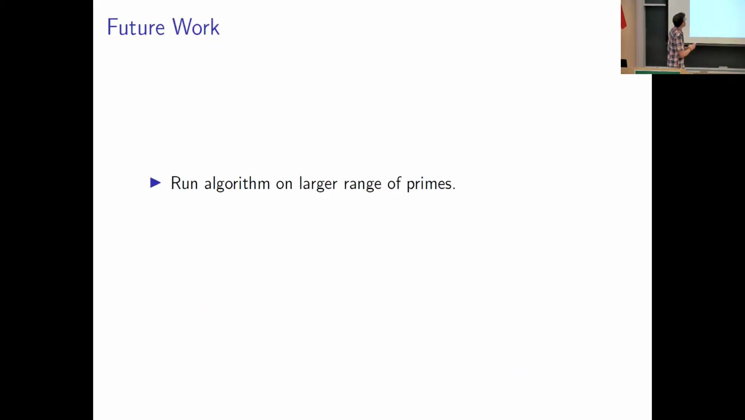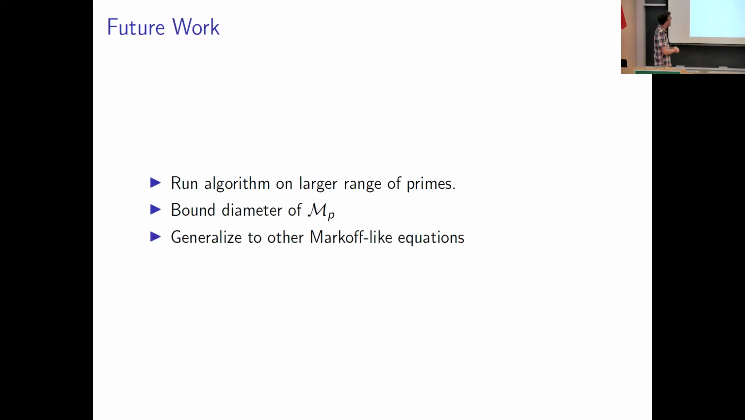Yeah, so future work, we would like to be able to run this on larger primes. We would like to bound the diameter of this graph. And it would be nice to generalize to other Markov equations, not just the 0 set of that original equation, but setting it to arbitrary k.